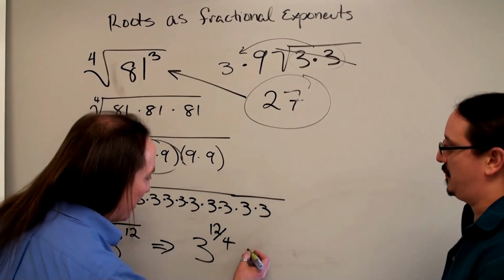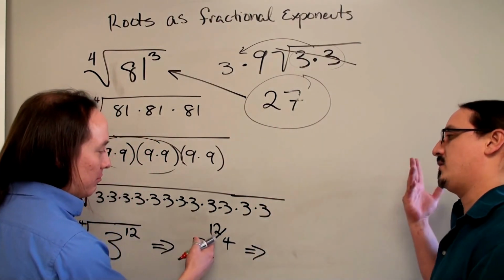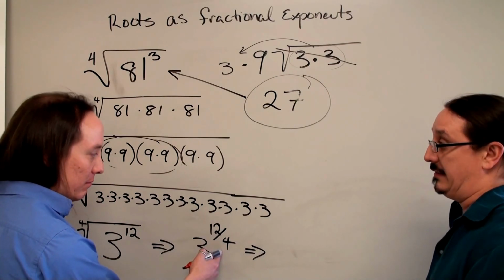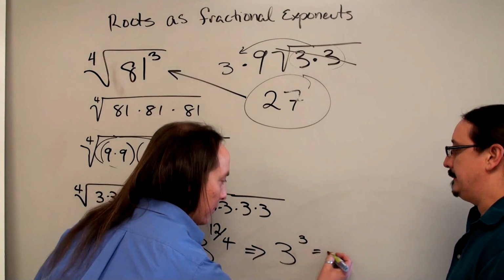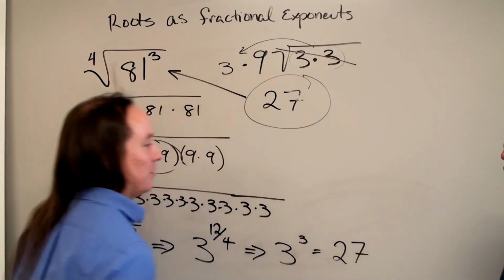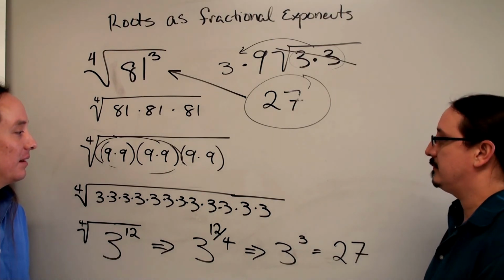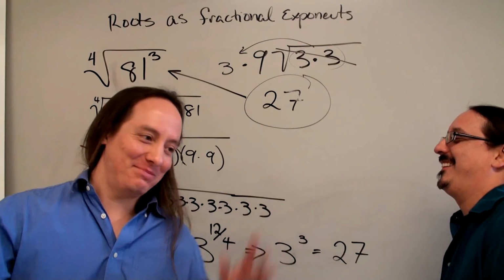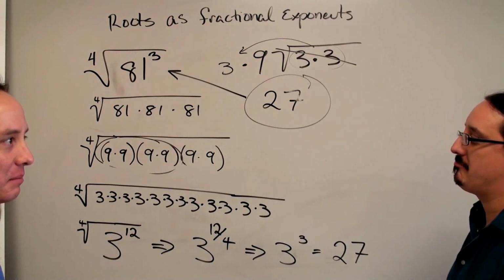Let's finish it out, because we could deal with this fraction. It's 3 to the 12 divided by 4. 12 divided by 4 is 3, an even, nice number. So it's 3 to the third, which is equal to 27, which we saw we got two different ways. Wow, that's deep. My mind is blown. So cool. All right.